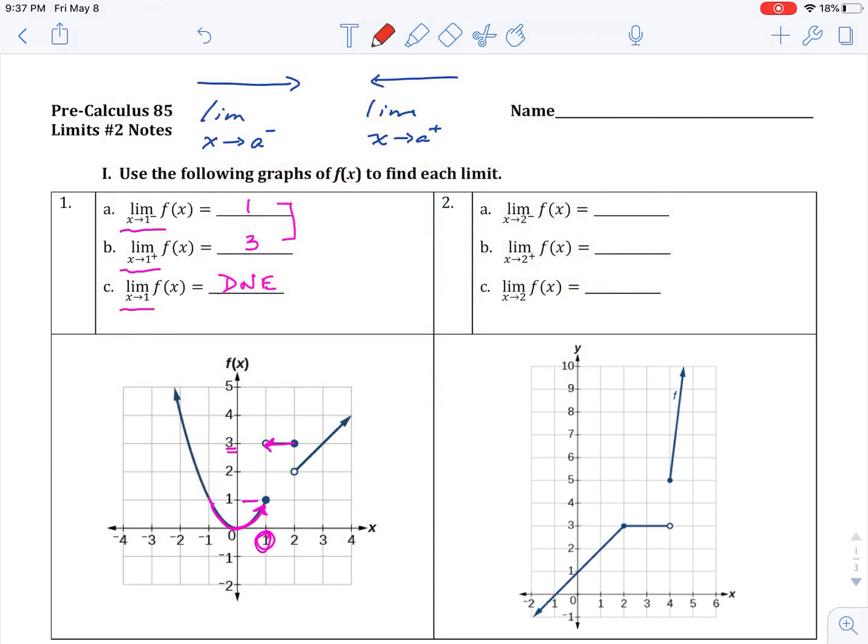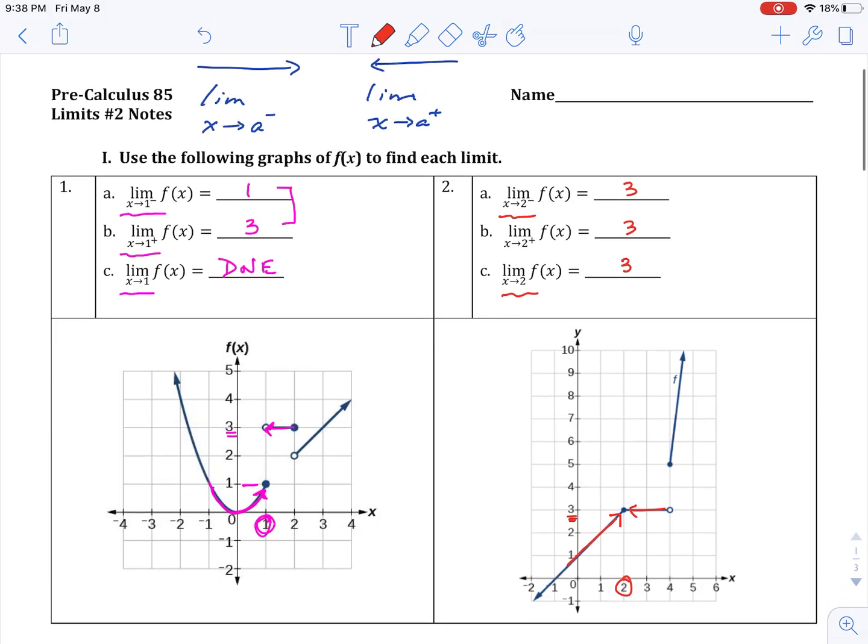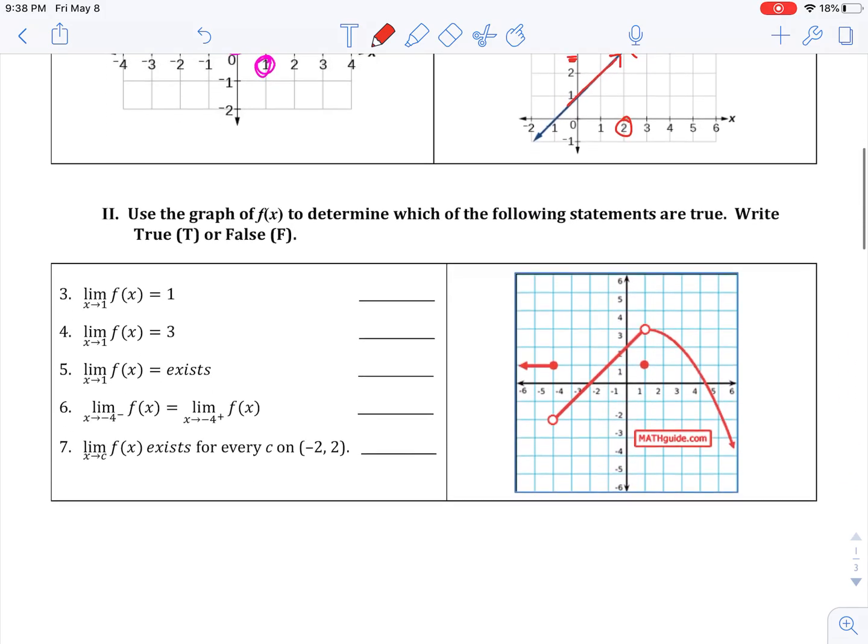All right, let's look at another example. Okay, so I want to find the limit of f of x as x approaches 2 from the negative side. All right, so here's 2. So as I approach 2 from the negative side, it looks like I get a y value of 3. As I approach 2 from the positive side, it looks like I'm also getting a y value of 3. And since these are both the same, the limit of f of x as x approaches 2 is 3. Okay, so simply put, the two limits have to be the same for it to exist. If they're not, it does not exist.